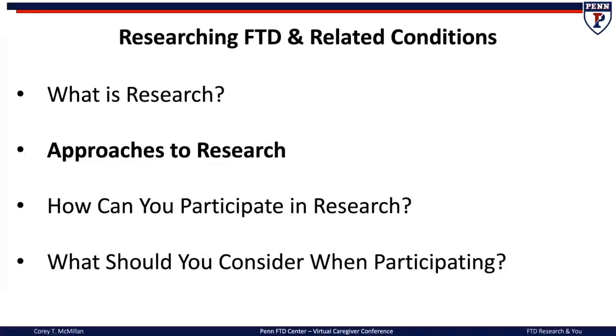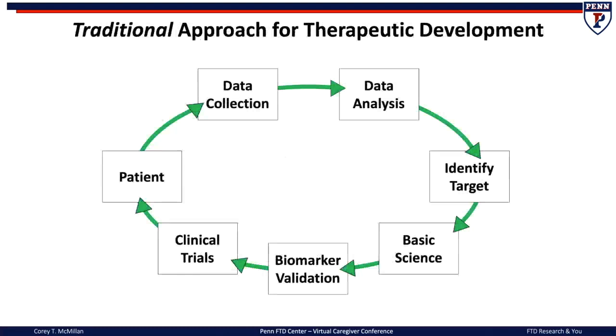So how do we go about performing research? The traditional approach to therapeutic development we can view as a cycle. This cycle can start with data collection, and then from data collection, we then perform data analysis. From there, we can identify a potential target for medical care. Once we identify that target, we then have to perform basic science using animal or cellular models to validate that what we're doing is successful.